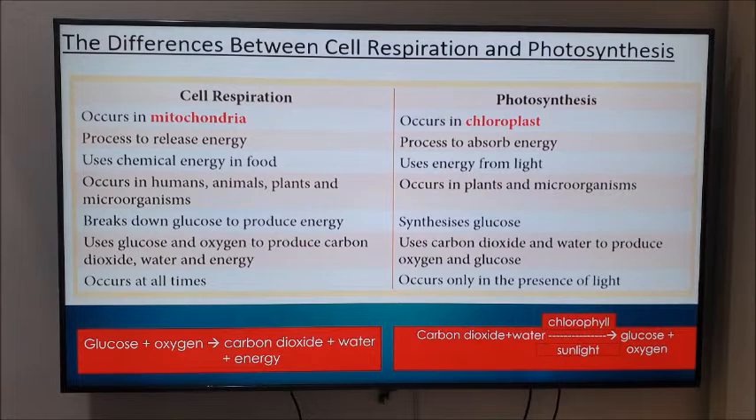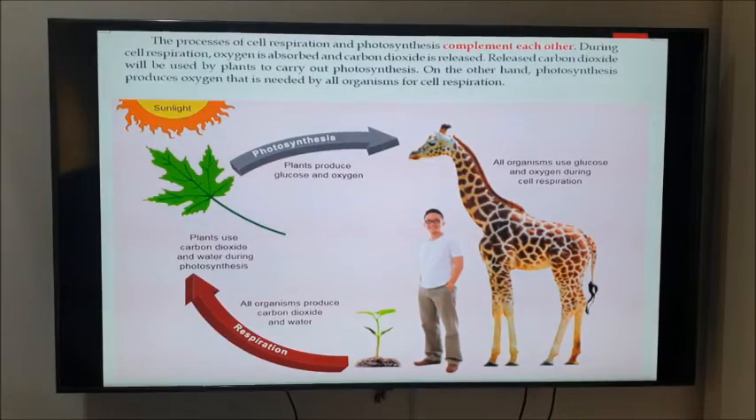But at night, without the presence of light, the plants will only carry out cell respiration and they don't carry out photosynthesis. So boys, it's actually not a good idea to keep plants inside your bedroom. This is because at night, when the plants carry out respiration, they will compete with you for the oxygen.